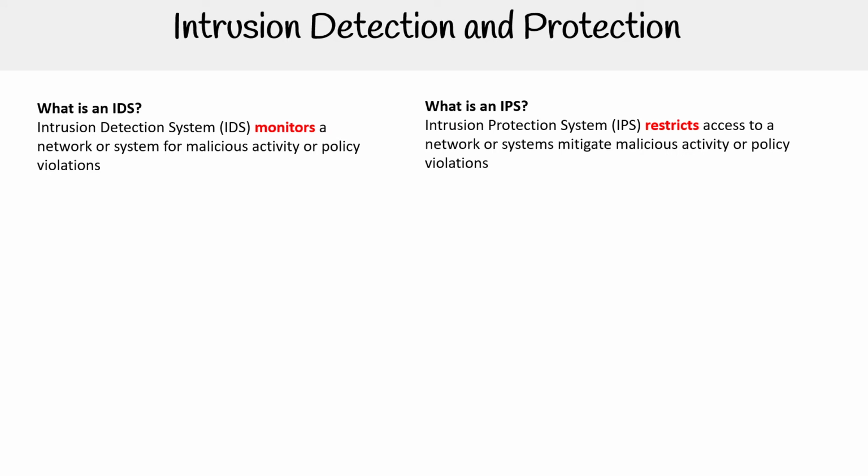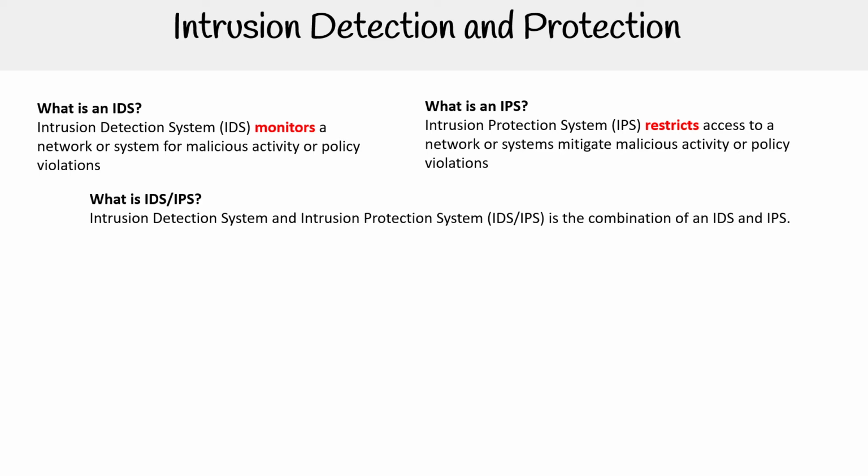Then you have an IPS, so Intrusion Protection System. This restricts or reacts to the detected malicious activity, taking action, doing something about it. If you roll these two into one, you get an IDS IPS, and this is how they are often offered in the market. You're rarely going to see these things separated out as separate offerings, okay?